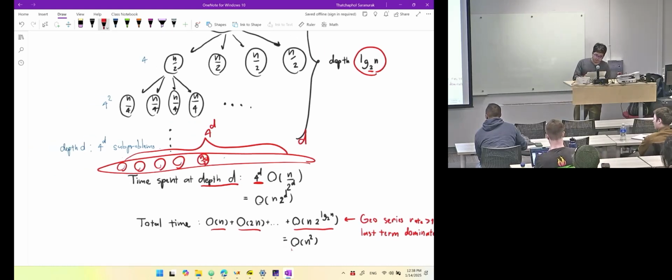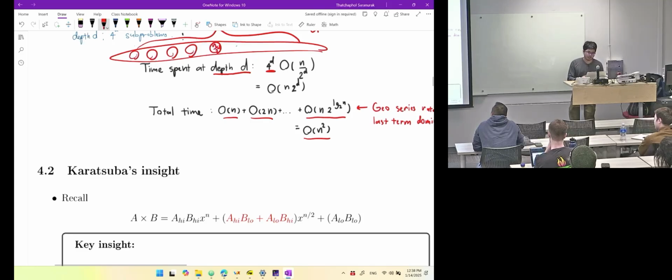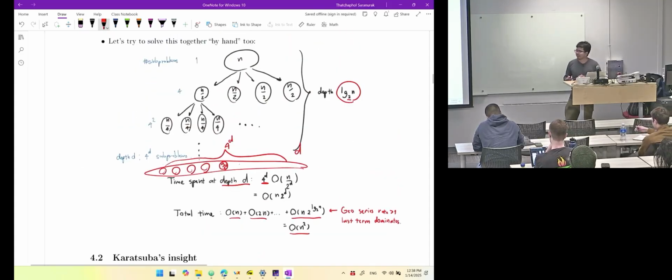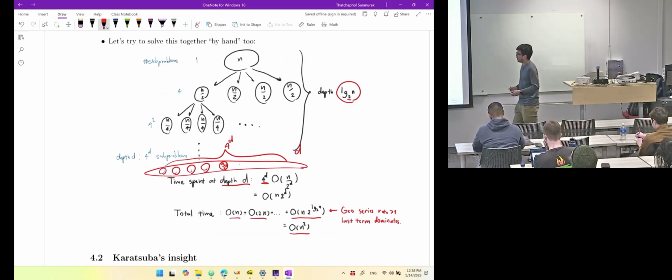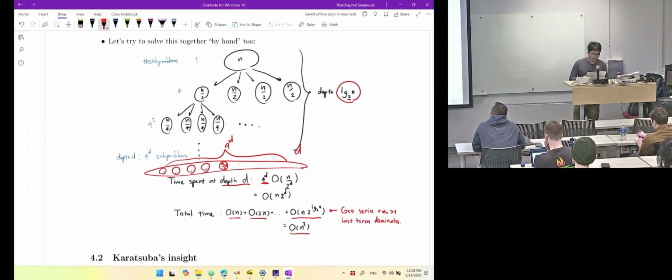So it gives you n squared at the end. It's as the Master theorem said, but you see in this class, you need to do this kind of thing sometimes. Sometimes Master theorem is not enough. Okay. All right. So now, okay, it's not that great. You get some algorithm that is not faster. Okay, so now comes the insight by Karatsuba.